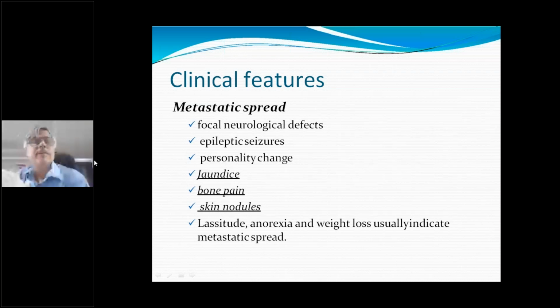The second variety is where you find clinical features from metastatic spread. You may get metastasis from bladder, breast, bone and prostate, and it may cause focal deficits. Suppose the lung metastasis goes to the brain: epileptic seizures, personality change, focal deficits. Or it may cause liver involvement with jaundice, or bone pain, skin nodules, lassitude, anorexia, weight loss.